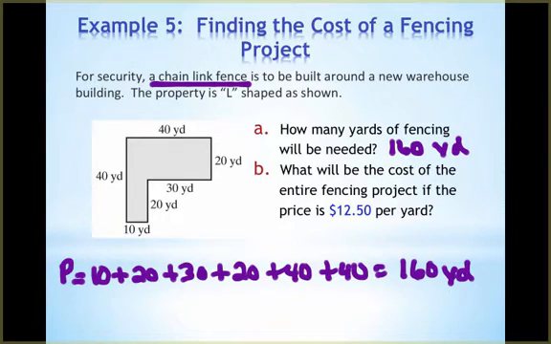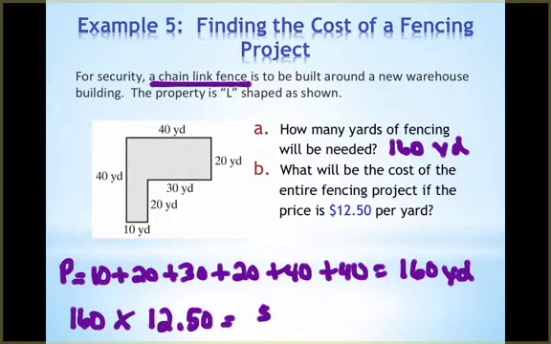Now I want to know for part B, how much would it cost if each yard would cost $12.50? Well, I need to take the total number of yards, 160, times $12.50. When I do that, I end up with a total cost of $2,000. So to put a fence around this warehouse, it would cost me $2,000.